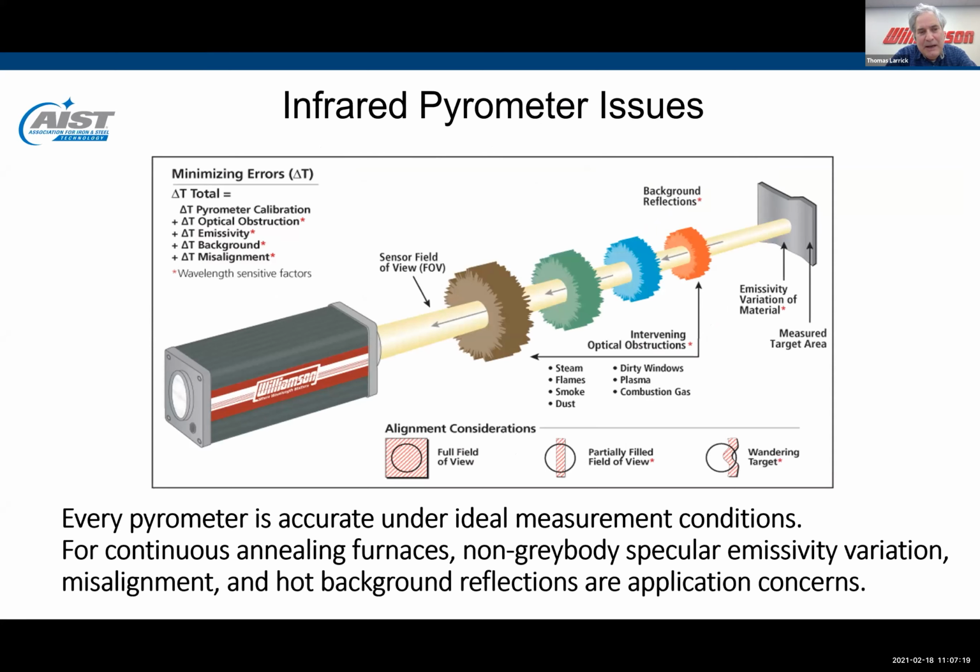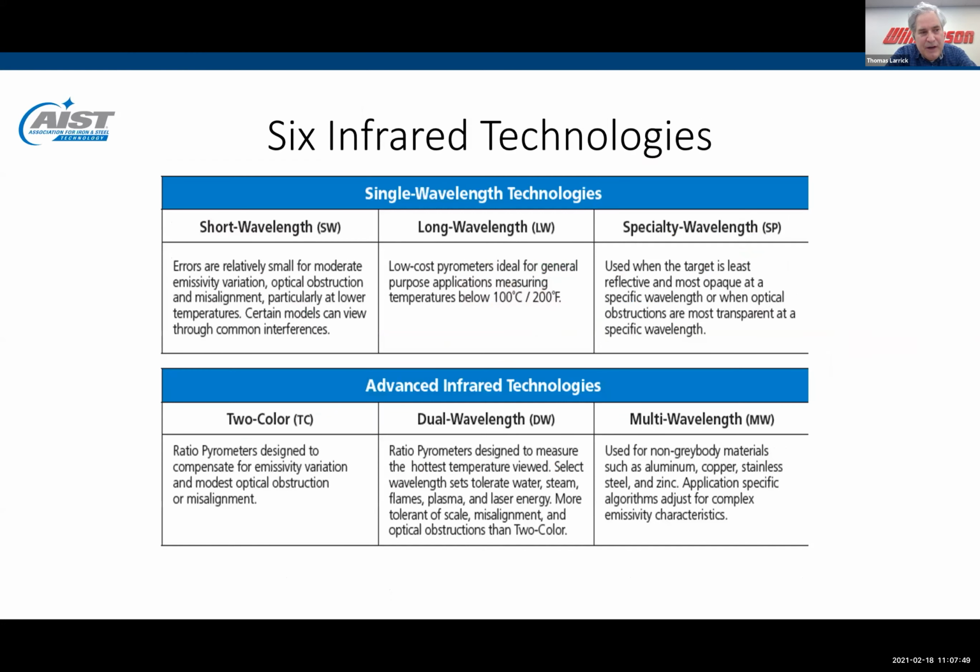For an infrared pyrometer under ideal measurement conditions, just about every infrared technology is accurate. But as soon as you introduce a complication, whether it be an optical obstruction, a background reflection, an emissivity variation, or a transparent target, then you need a specific technology to address the type of interference. To address these various types of interference, there are 6 different infrared technologies. 3 of these are single wavelength technologies where the pyrometer is measuring one specific wavelength band. And 3 of these are advanced infrared technologies where the pyrometer is measuring 2 or more wavelengths.